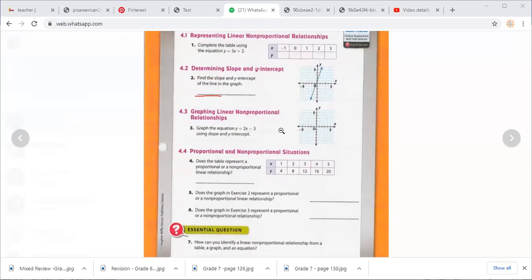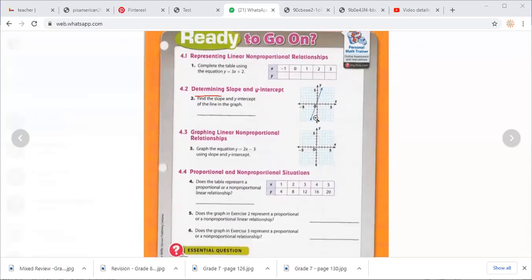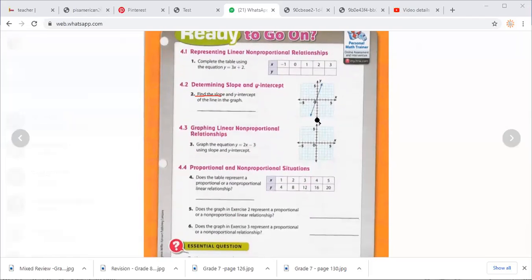Because it doesn't pass through the origin. Thank you. It doesn't pass through the origin point. For this reason, we will say that this one is a non-proportional relationship.